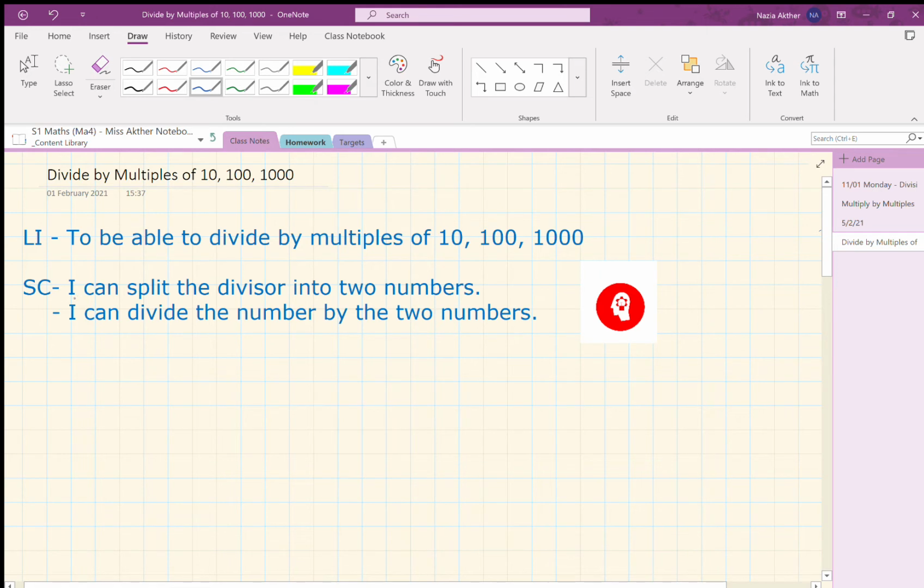The first thing we do is we split the divisor. The divisor is the number that we're going to divide by. We're going to split the divisor into two numbers. Then we're going to divide the number by those two numbers. So again, we're using our thinking skills today to do this. So let's have a look at some examples.